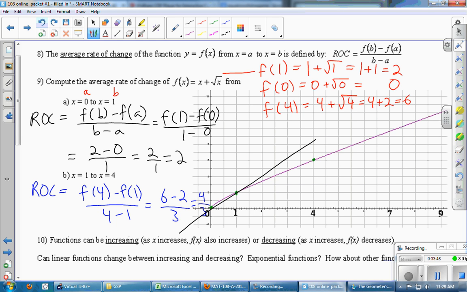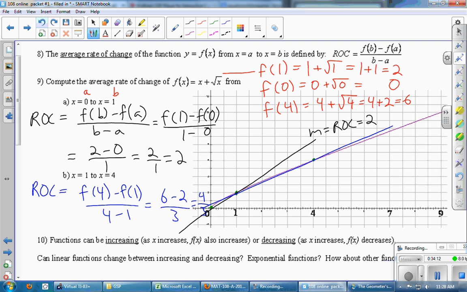And the slope of that line is the rate of change that we just calculated. Slope of that line is 2. But then for part B, it's a different 2 points. It's the ones with x equals 1 and x equals 4. So these are the second 2 green dots. So I'm going to draw the straight line that connects the second 2 green dots.